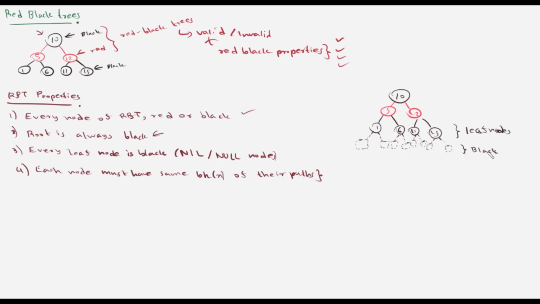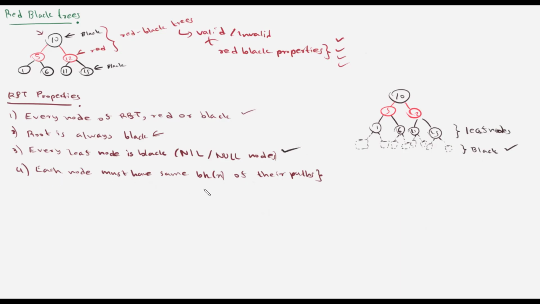So don't think we don't need to consider nil nodes or their colors. This is very essential. Nil nodes have a color, and nil nodes are always black. Null nodes are always black. That is the third property.